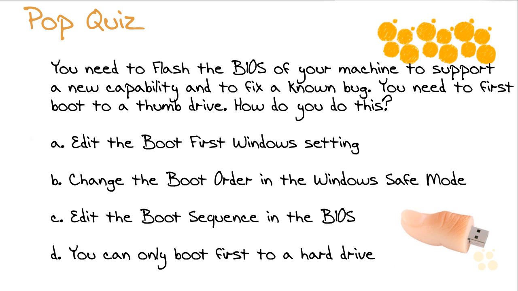You need to first boot to a thumb drive. How do you do this? A, edit the boot first Windows setting. B, change the boot order in the Windows safe mode. C, edit the boot sequence in the BIOS, or D, you can only boot first to a hard drive?